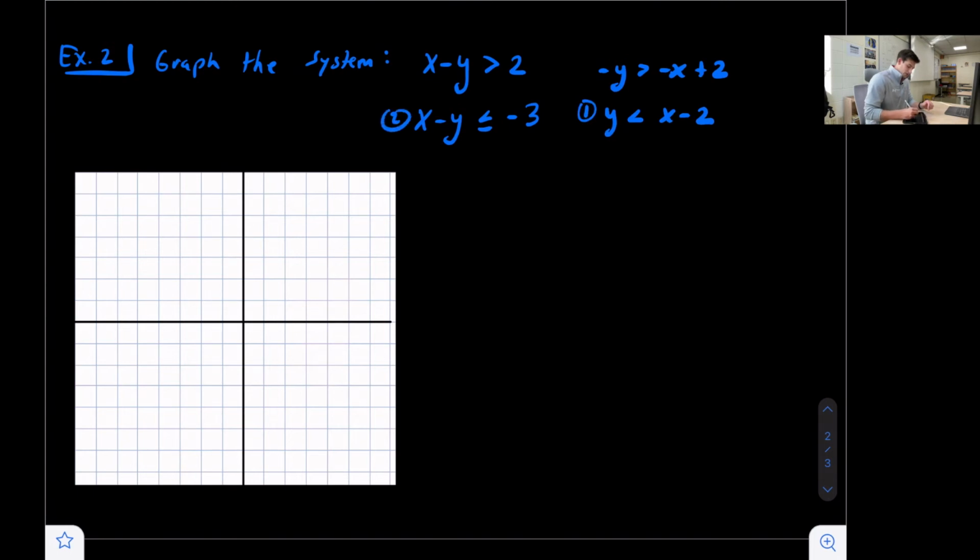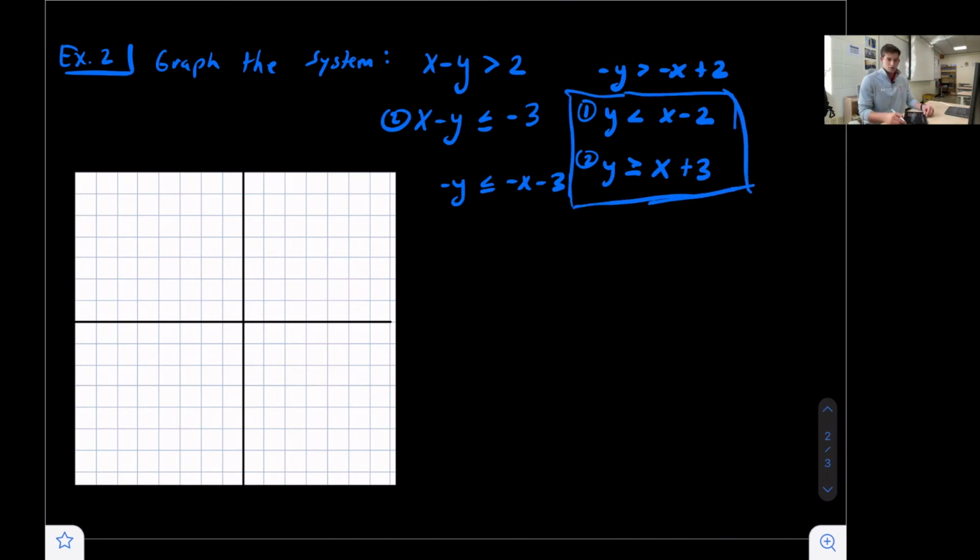The second inequality, we're going to have negative y is greater than or equal to negative x minus 3. We just subtracted x to bring it over. And then we are going to divide or multiply everything by negative 1. So negative y becomes positive y, less than or equal becomes greater than or equal, negative x becomes x, and negative 3 becomes positive 3. So now these are the two inequalities that we're going to graph as a part of our system.